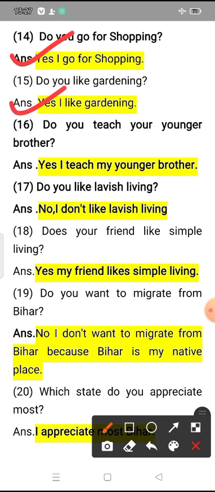Do you teach your younger brother? Okay, so if you teach your younger brother, then you can write yes, I teach my younger brother.